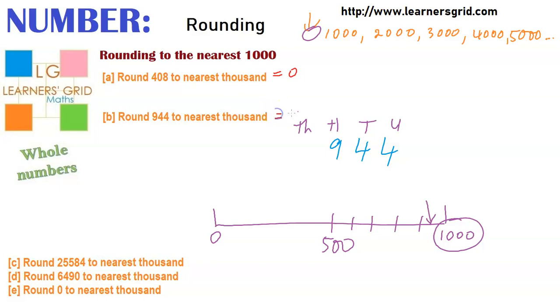So the answer happens to be 1,000. It's closest to 1,000, and not close to 0 at all in this case. Okay, so that's B, another nice little tricky one. Let's have a look at question C.